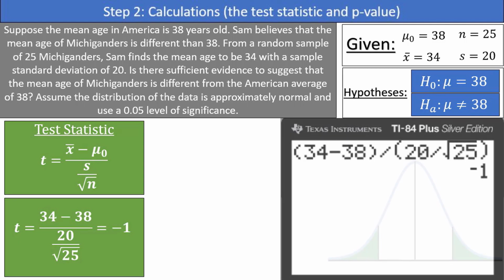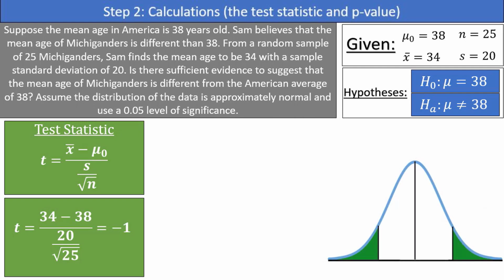This time we graph the t-distribution, which is symmetrical, just like the z-distribution. The mean of a t-distribution is 0. We must plot our test statistic of -1, but we must also plot +1 since we have a two-tailed test, which is indicated by the not equal to sign in the alternative hypothesis. The p-value will be the combined area of the two green shaded tails. Instead of finding the area of each tail individually, we can find the area of one tail and multiply by 2, as the distribution is symmetric.